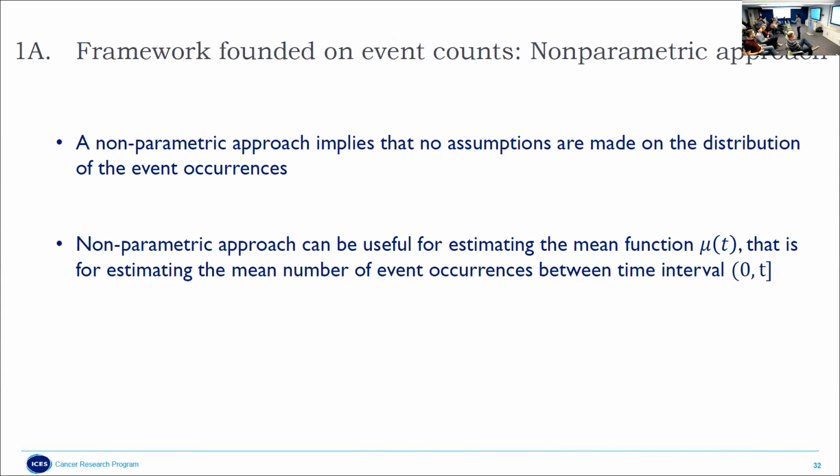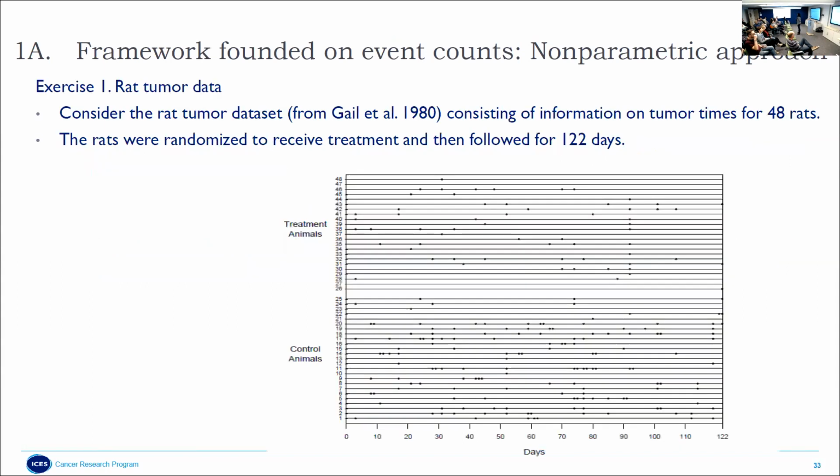One of the first things that we'll do, because what it does is it calculates the rate at which the events are happening as a function of time and gives you that step function. I'm going to show you an example. So it's estimating the mean number of events that occur over the interval 0 to t. And I'll give you an example.